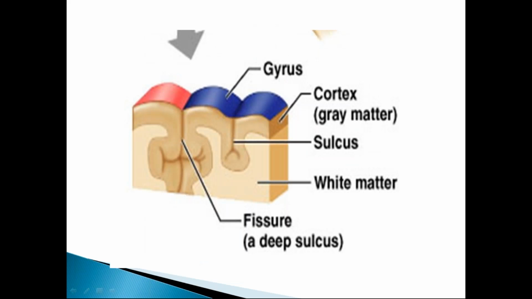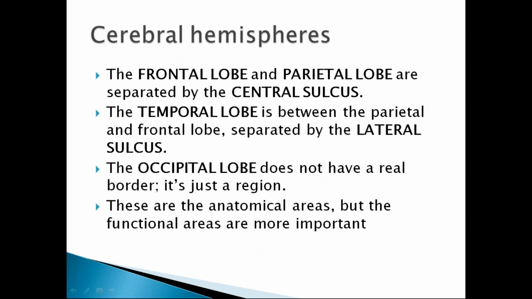And here we go. Here's another picture just to go over the facts so that you can remember it. The fissure is deep, the sulcus is superficial. Now, the frontal lobe and parietal lobes are separated by the central sulcus. The temporal lobe is between the parietal and frontal lobe, separated by the lateral sulcus. Remember, your temples are lateral. The occipital lobe does not have a real border, it's just a region.